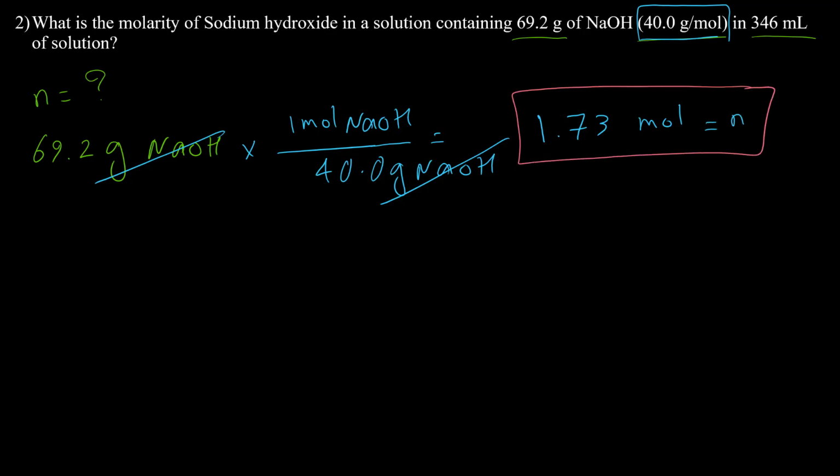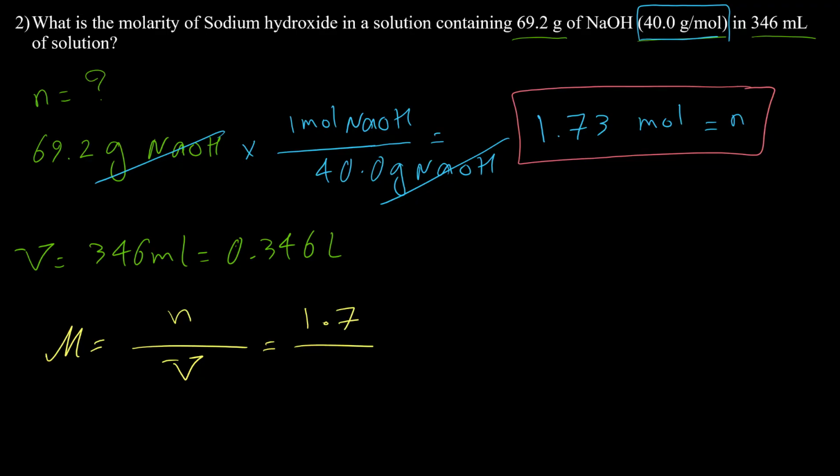So right now we have mole. This is mole of solute. We also have volume, which is 346 milliliter. We need to convert it to liter by dividing by 1000. So it's 0.346 liter. Then molarity is equal to mole per volume. So mole is 1.73 and volume is 0.346 liter. And the answer is equal to 5.00 mole per liter.